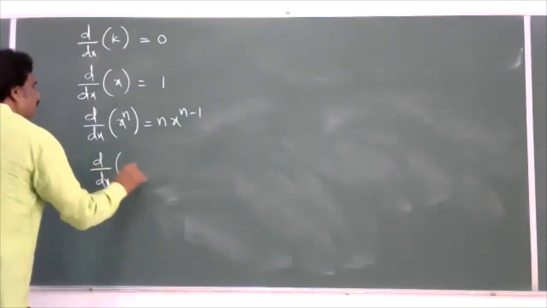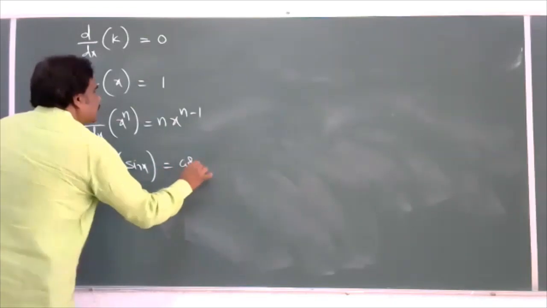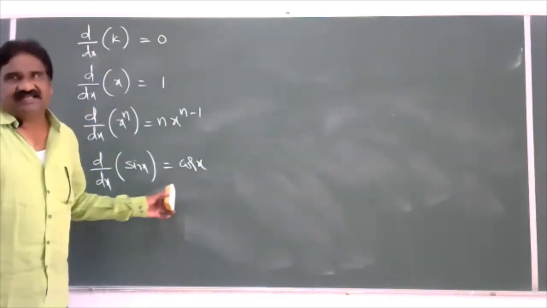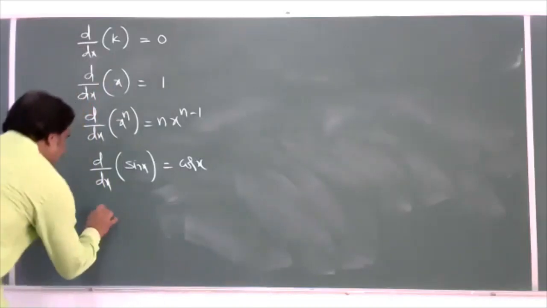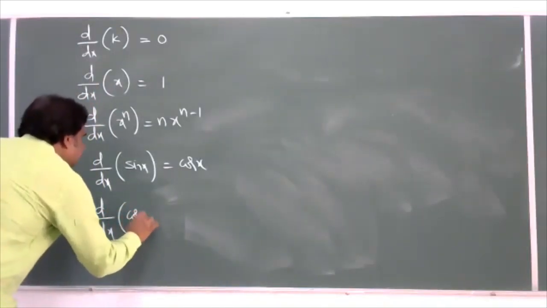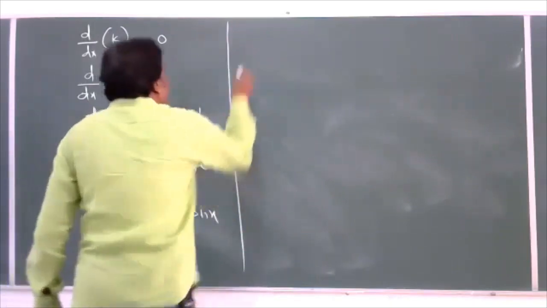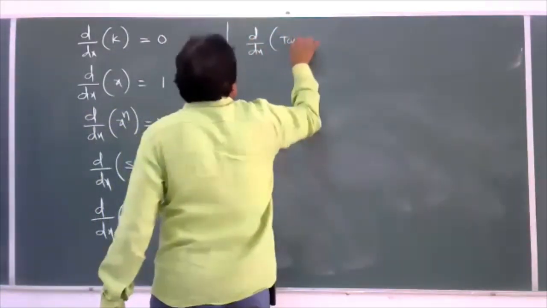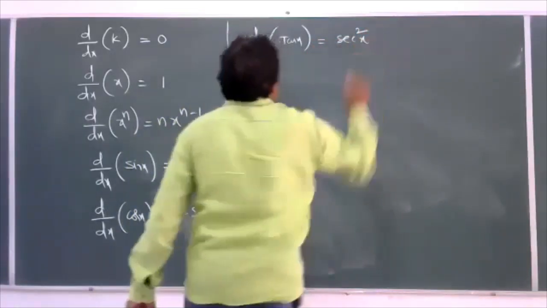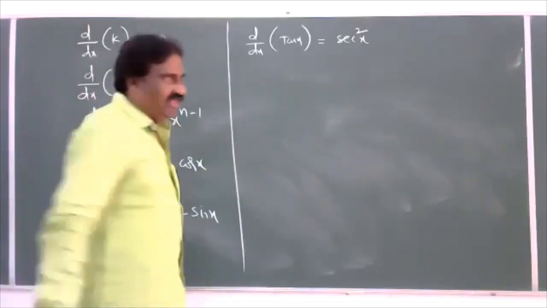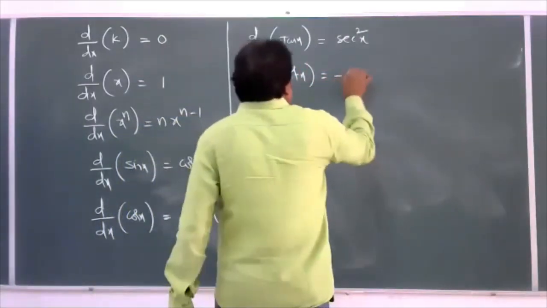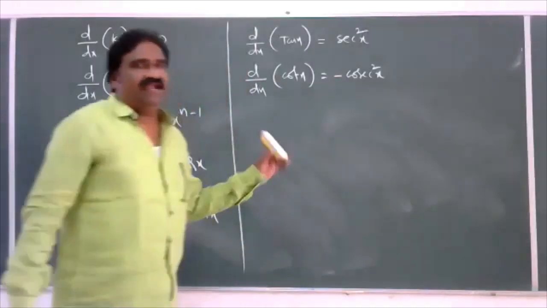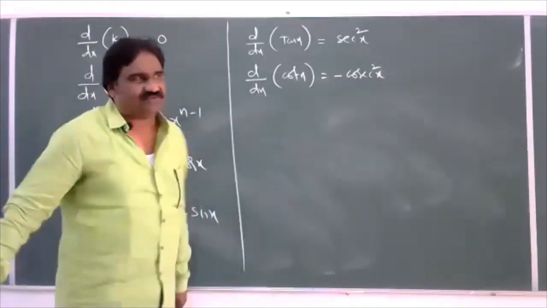d by dx of sin x is equal to cos x. We proved these formulas in the first year by using the first principle. d by dx of cos x is equal to minus sin x. d by dx of tan x is equal to secant square x. d by dx of cot x is equal to minus cosecant square x.